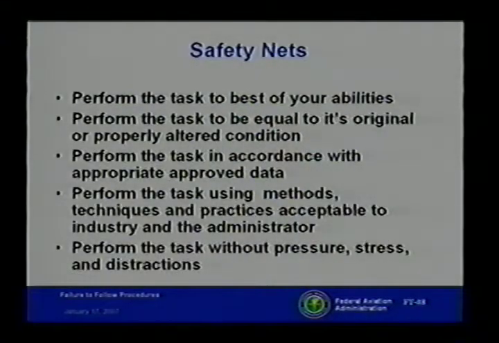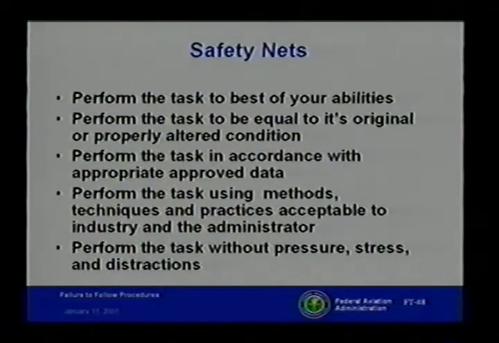Perform the task to the best of your abilities. Everyone should be doing that. Okay, now what is the best of your ability? Was it the best of your ability at your peak? Or is it the best of your ability when you've been working for 16 hours straight? Is it the best of your ability when you are thinking about something else? What is the best of your ability? And that's where we get involved in human factors, and some of the things that we're trying to present. You're going to hear a lot more about human factors on the maintenance side along the way, it's coming anyway. You've got to perform the task to be equal to its original or properly altered condition.